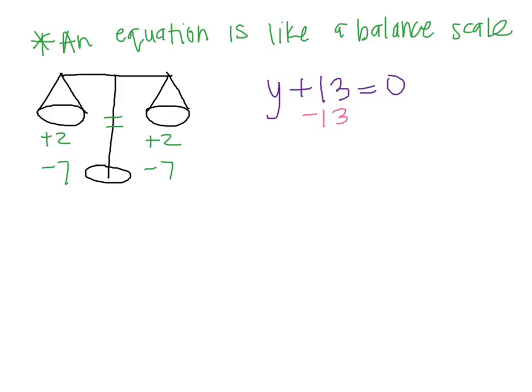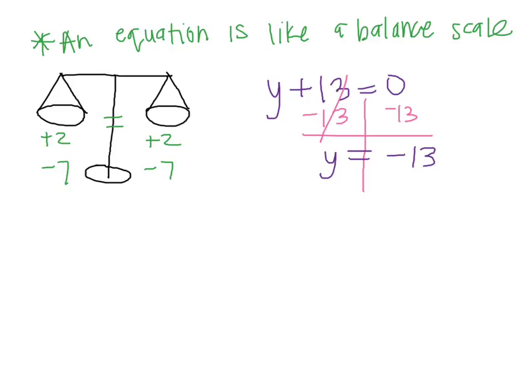Remember, this equal sign is like the pivot point of our scale, so if I subtract 13 from the left, I have to subtract 13 from the right. 13 minus 13 is 0, that's gone. 0 minus 13 is going to give me negative 13. So all I have left is y, I have my equal sign, and I have negative 13.